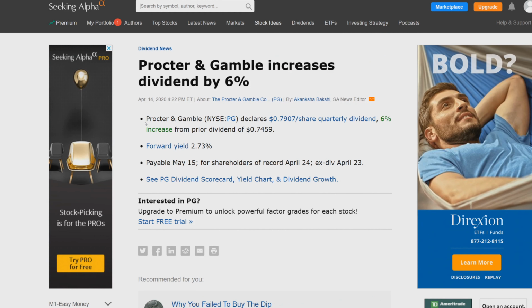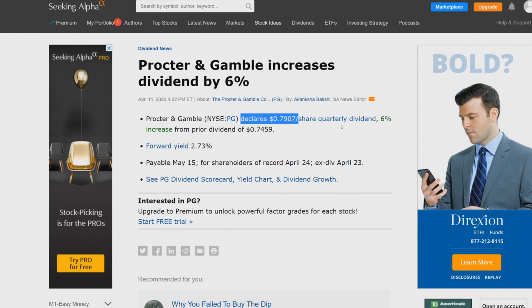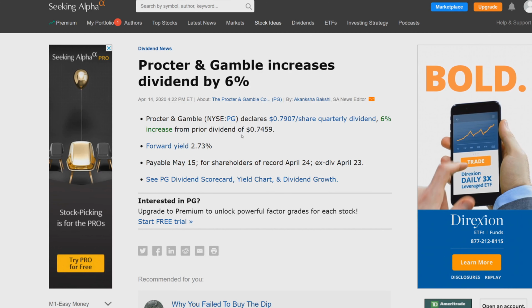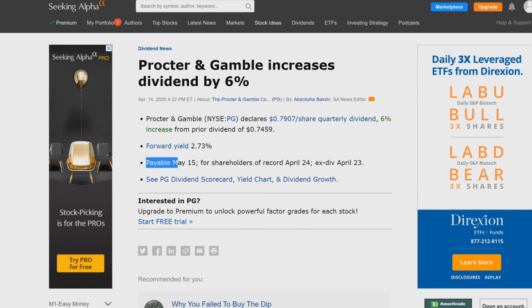Okay, guys. So the next one here is Procter & Gamble. So they declare 79 cents per share quarterly, and that is a 6% increase from the prior 74 cents that they were paying. So that's really awesome. They'll be paying out May 15th, and then the next dividend date is April 23rd. So we still have time to add some more shares. That's really cool that we just got another 6% increase. This is really nice to see all of this because a lot of other companies have been actually suspending or cutting the dividend. So let's head over to the next one.